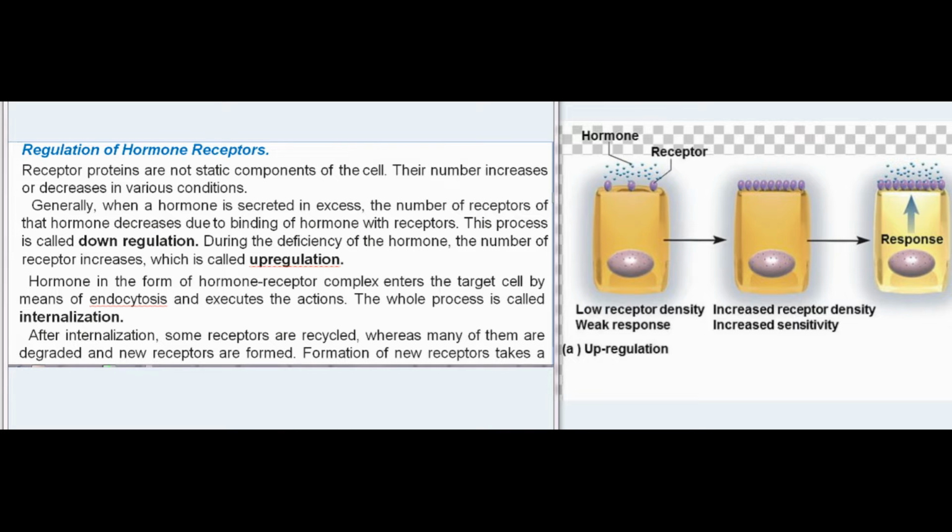Regulation of hormone receptors. Receptor proteins are not static components of the cell. Their number increases or decreases in various conditions. Generally, when a hormone is secreted in excess, the number of receptors of that hormone decreases due to binding of hormone with receptors. This process is called downregulation. During the deficiency of the hormone, the number of receptors increases, which is called upregulation. Hormone in the form of hormone receptor complex enters the target cell by means of endocytosis and executes the actions. The whole process is called internalization. After internalization, some receptors are recycled, whereas many of them are degraded and new receptors are formed. Formation of new receptors takes a long time. So, the number of receptors decreases when hormone level increases.